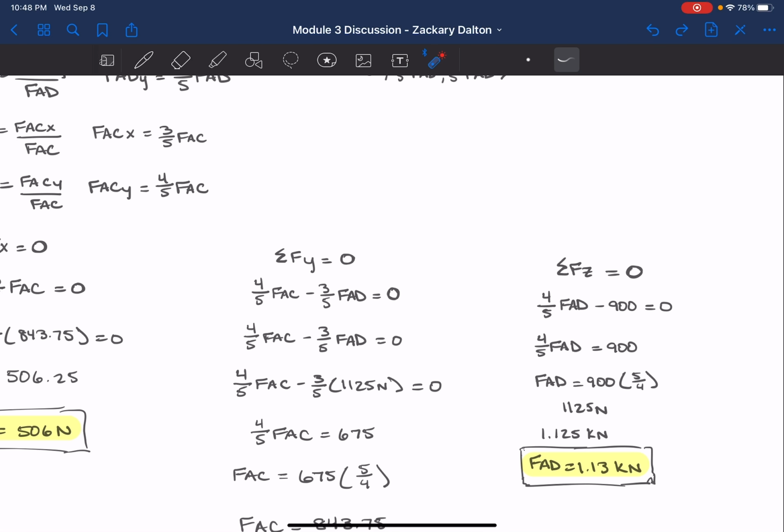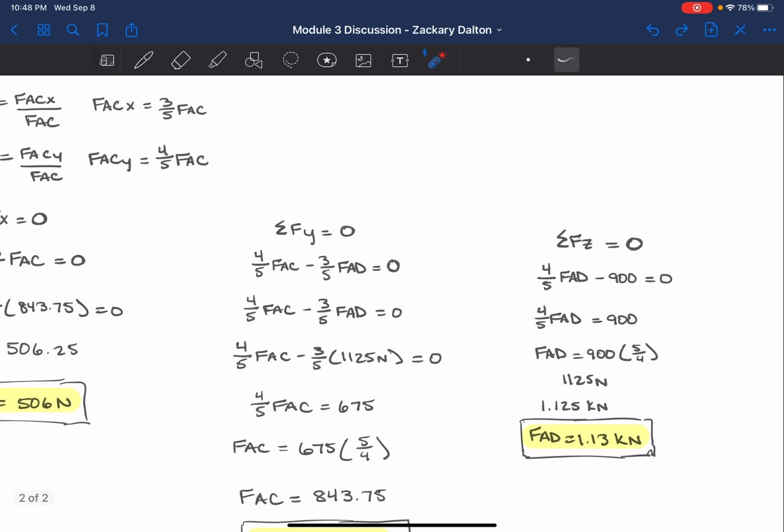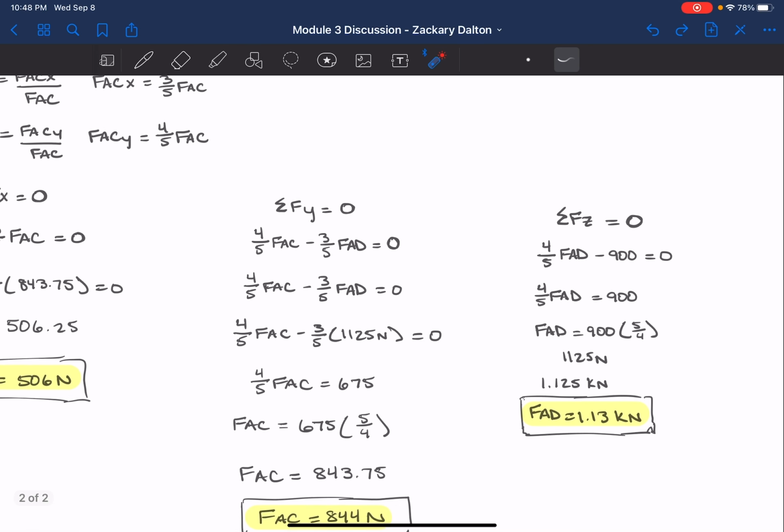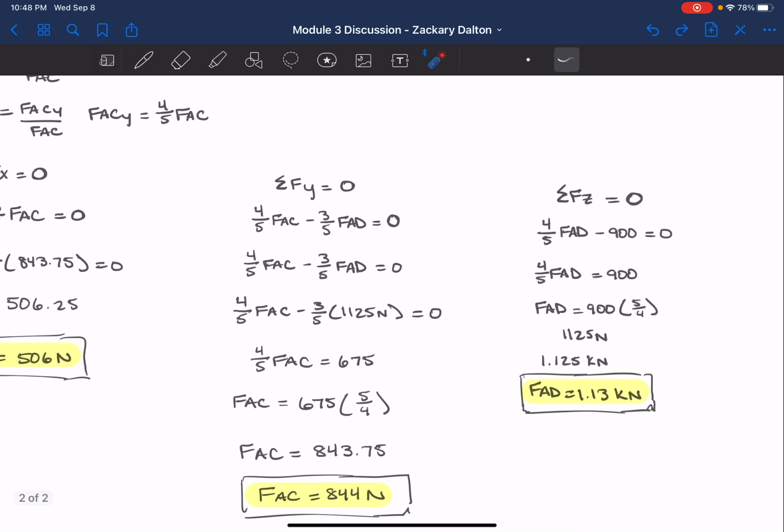You multiply 900 by 5/4. That should give you 1,125 newtons. But since that is a really big value, it was better to just say that it is 1.125 kilonewtons. But now we need it in 3 significant figures, so then you will change it to 1.13 kilonewtons. So that's the answer for one of your forces, which actually helps out a ton, because this can actually be plugged into here to find your FAC.